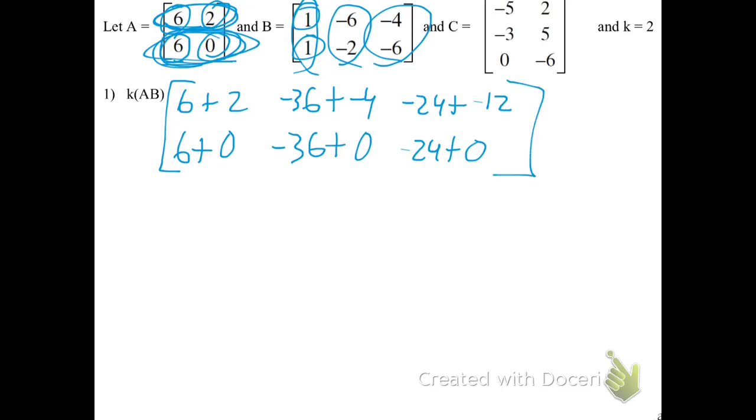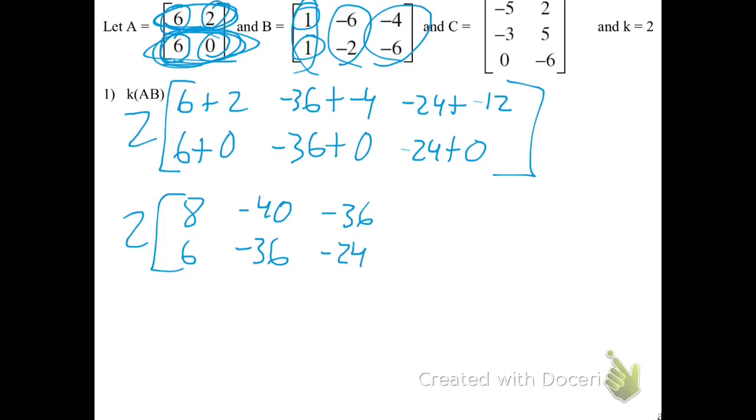And we're getting really close to being done. Remember, after we do all this, we have to times it all by k, which is 2. So you got 2 times 6 plus 2 is 8. 6 plus 0 is 6. Negative 36 plus negative 4 is negative 40. Negative 36 plus 0 is negative 36. Negative 24 plus negative 12 is negative 36. There's a lot of negative 36s going on. Negative 24 plus 0 is negative 24.